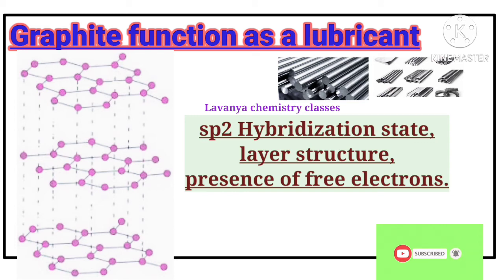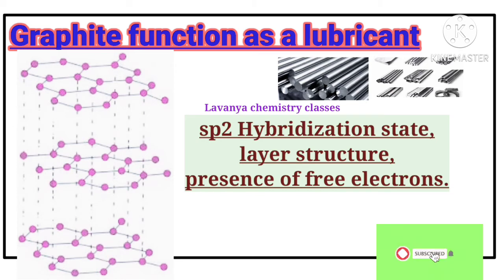These layers are held together by weak van der Waals forces, that means weak van der Waals attractive forces between them. One electron of each carbon atom is free, and this enables these thin sheets, that means these thin layers, to slide over one another. For this reason, graphite is a soft material with lubricating properties.